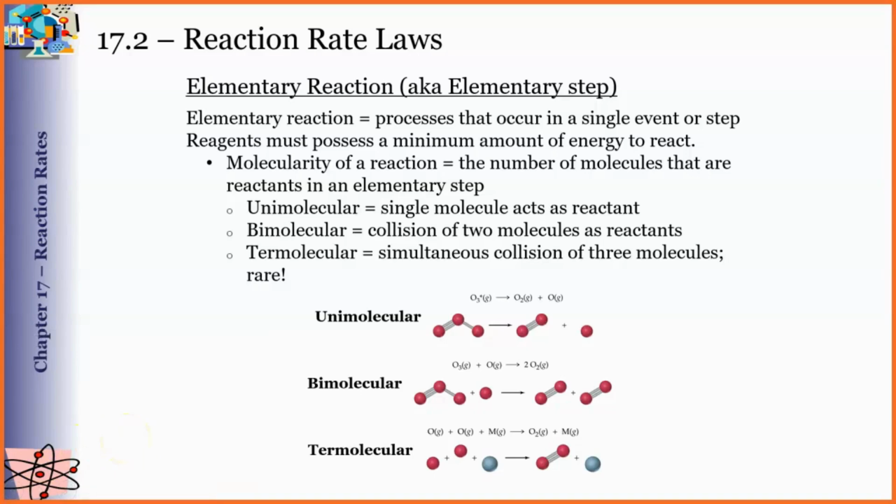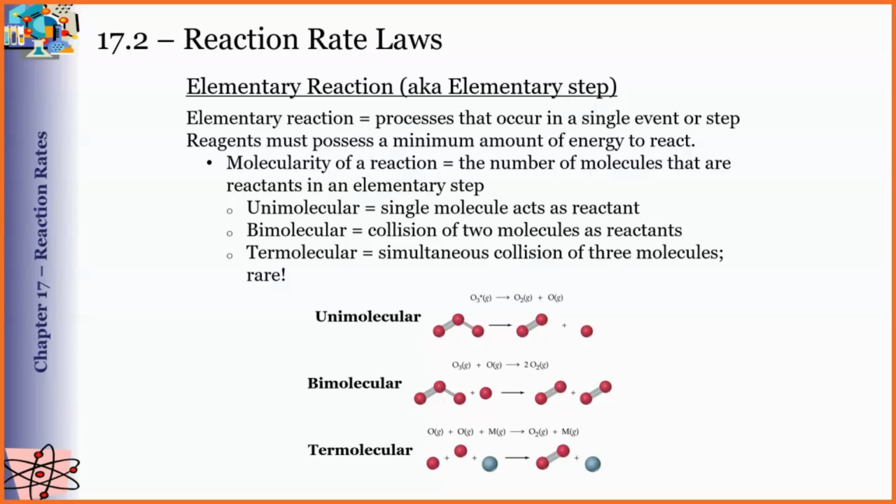Molecularity of a reaction means the number of molecules that are reactants in an elementary step. If it's unimolecular, like uni implies, it's a single molecule that acts as a reactant. If it's bimolecular, it's a collision of two molecules as reactants. And if it's termolecular, it's a simultaneous collision of three molecules, which is very rare.